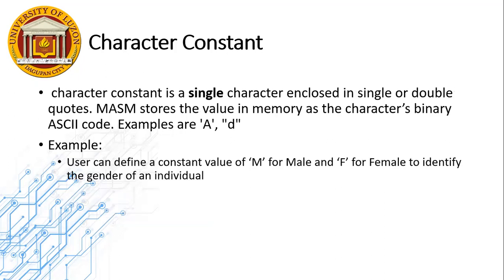A character constant is a single character enclosed in single or double quotes. The assembler stores the value in memory as the character's binary ASCII code. An example is the character A enclosed in single quotes, which is stored in memory with the corresponding binary ASCII code. Another example is a user can define a constant value of M for male and F for female to identify the gender of an individual.